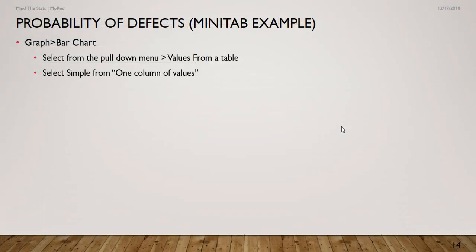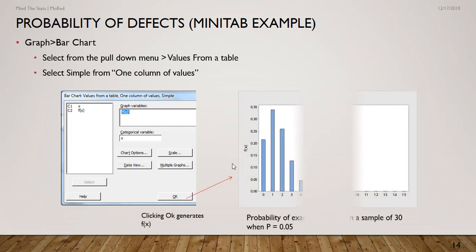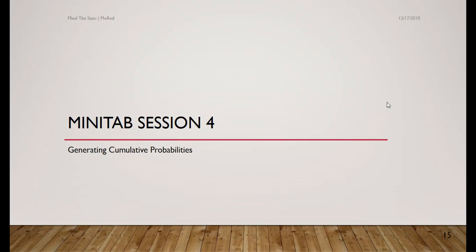And here's a summary slide. We selected graph from the list of menus. We selected bar chart, and from the pull-down menu, selected values from a table. We selected one column of values and entered the values that we wanted to display in the graph variables, and for the x-axis we used x as a category variable, and we clicked OK, and we got this chart.